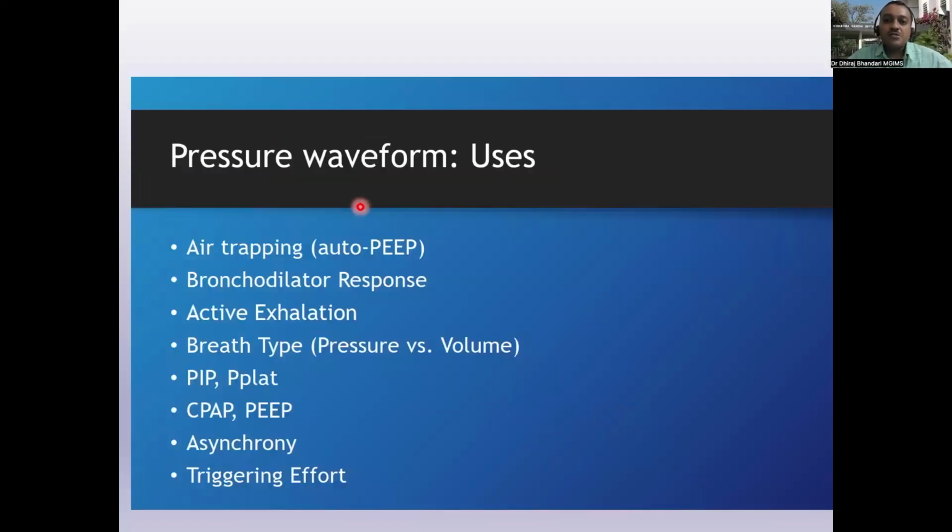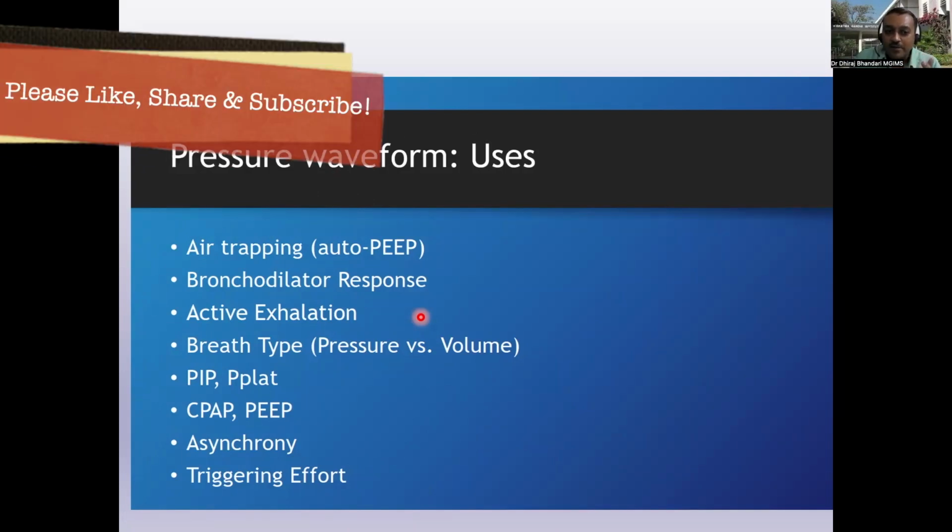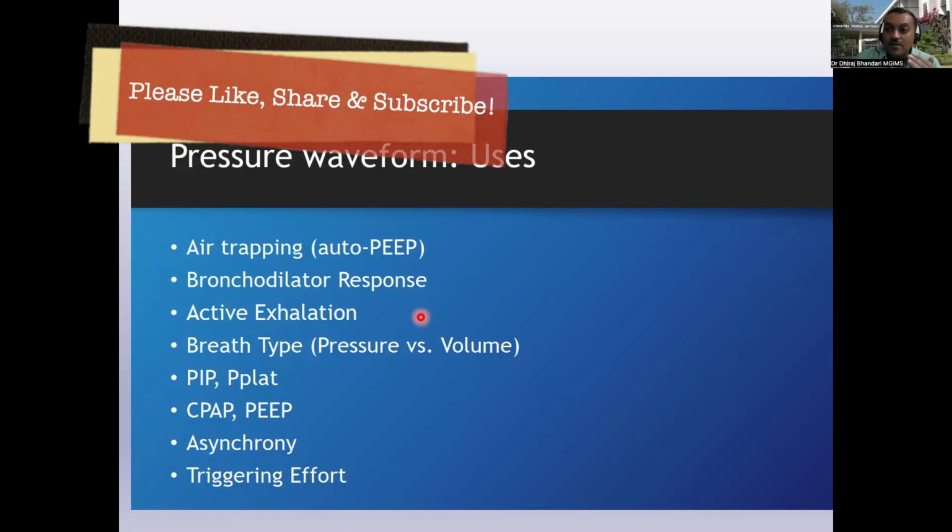Now what are the uses of pressure waveform? At least these are the major uses which we can see in day-to-day use in our ICU and operation theater. We can talk about auto PEEP, we can see it very nicely on the pressure waveform. We can talk about bronchodilator response, active exhalation, breath type, that is pressure versus volume. We can talk about peak inspiratory pressure, plateau pressure. We talk about asynchrony and trigger effort.